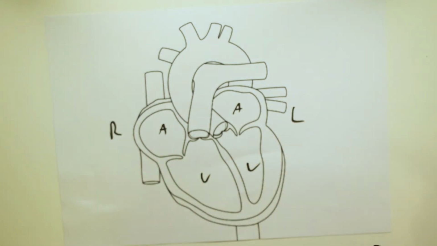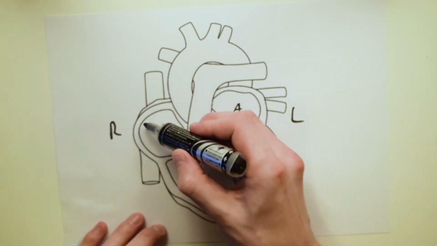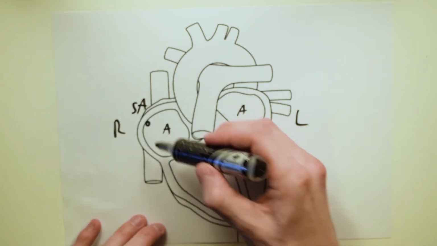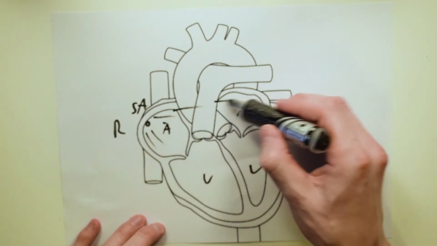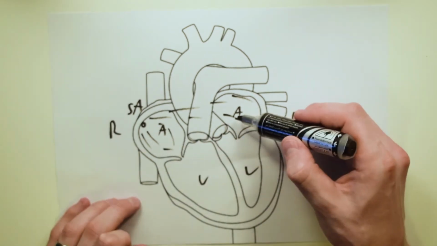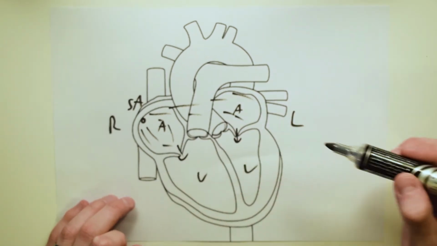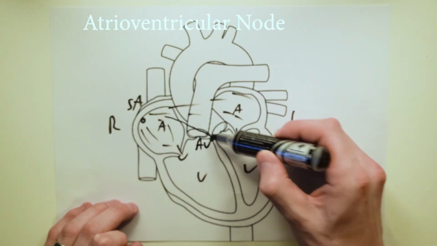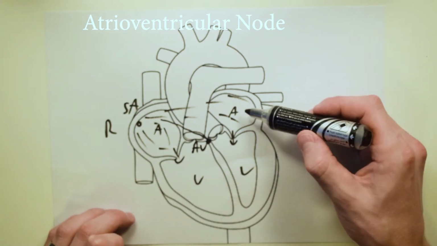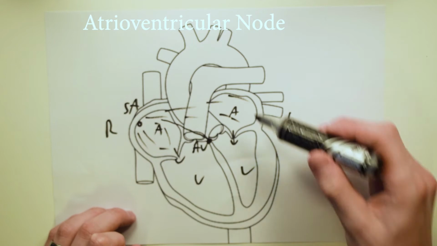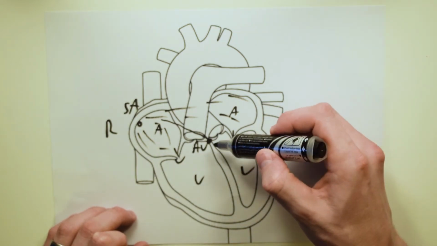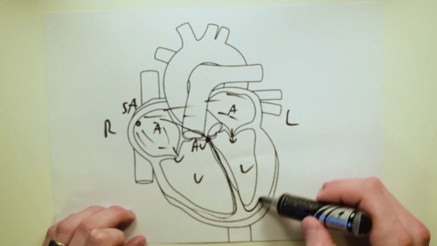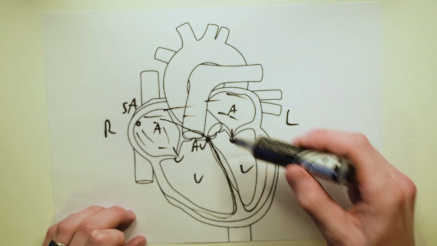So your atria contract first, and the way these contract is that there's a little node here called your sinoatrial node, or your SA node. That fires first, and it causes contraction all over your atria, so that your atria prime blood into your ventricles. Then this travels down into another node called your AV node. AV, atrial ventricular node, between the atria and the ventricular. Great name. And then it travels down your septum of the heart and up the ventricles. These are your left bundle and your right bundle.